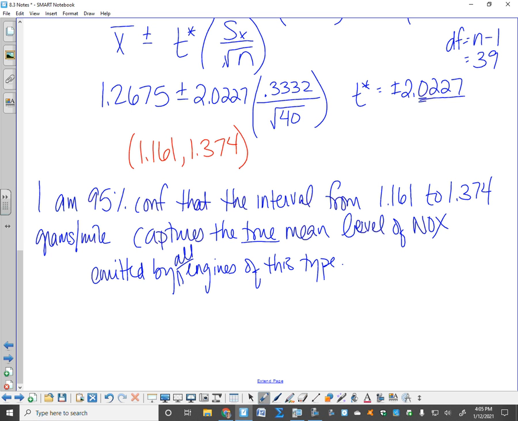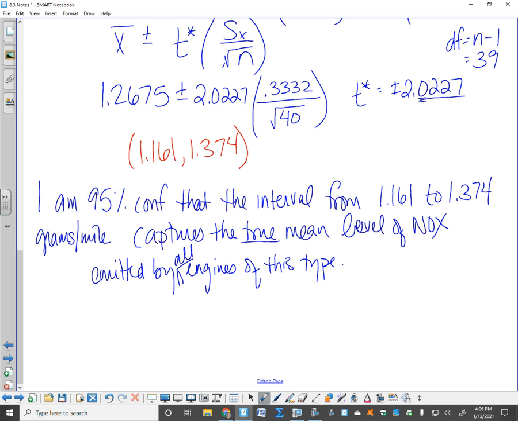Okay, it says the EPA sets a limit of 1 gram for average NOx emissions. Are you convinced that this type of engine violates? Heck yeah, because 1.0 isn't even in my interval. It's beneath my interval, pretty substantially. So if I'm 95% confident that these light duty engines are emitting this much NOx, and they are only supposed to be hitting a limit of 1.0, then yeah, this is definitely a violation.